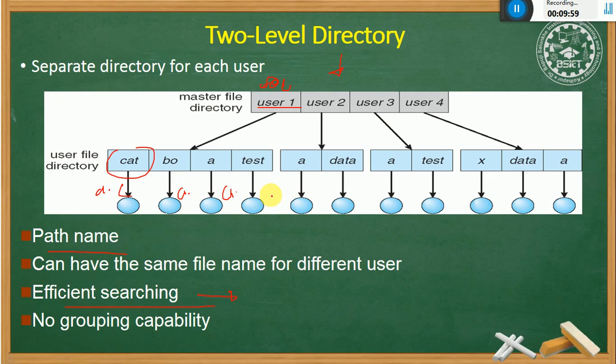So it is possible to create the same type of file in a different directory. So that naming problem is avoided. Okay, but the grouping problem is still there. So a.c is scattered into multiple directories, so there is no grouping.